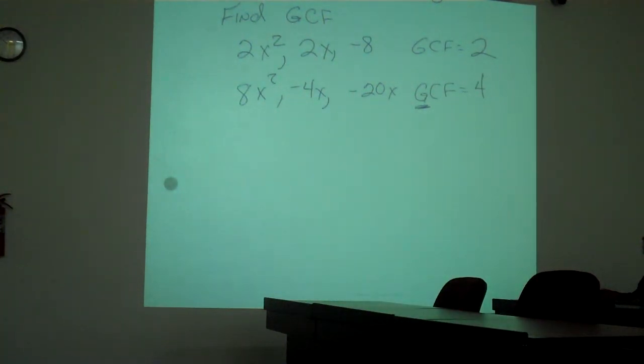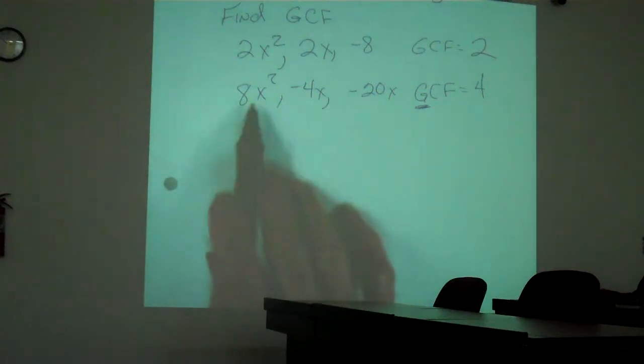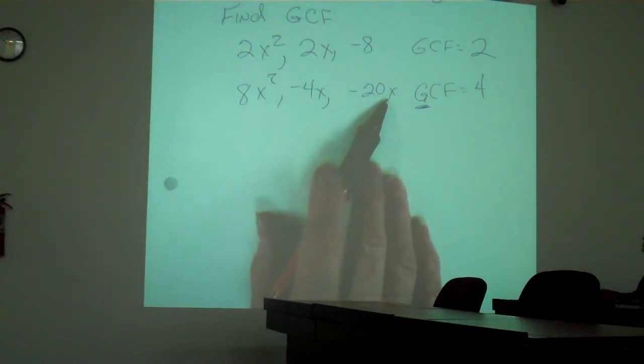Okay, what else do they have in common? X. This has 2, this 1, and 1. So you have to put the 1 on there, because they all have at least 1.